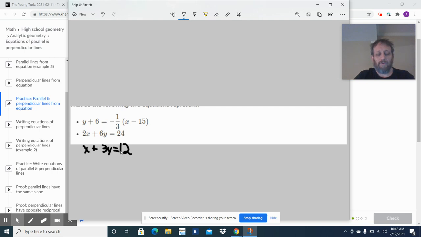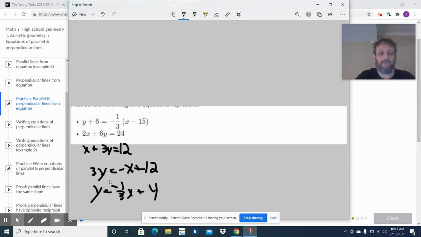Okay, so first things first, how do I find the slope? Well, the easiest way to find the slope is to put it in slope-intercept form. So you start by moving the x to the other side, and then you divide by everything that's in front of the y, which is dividing everything by 3. And so I get y equals negative 1/3 of x plus 4. Now, they have the same slope. They both have a slope of negative 1/3. So at minimum, they're parallel.